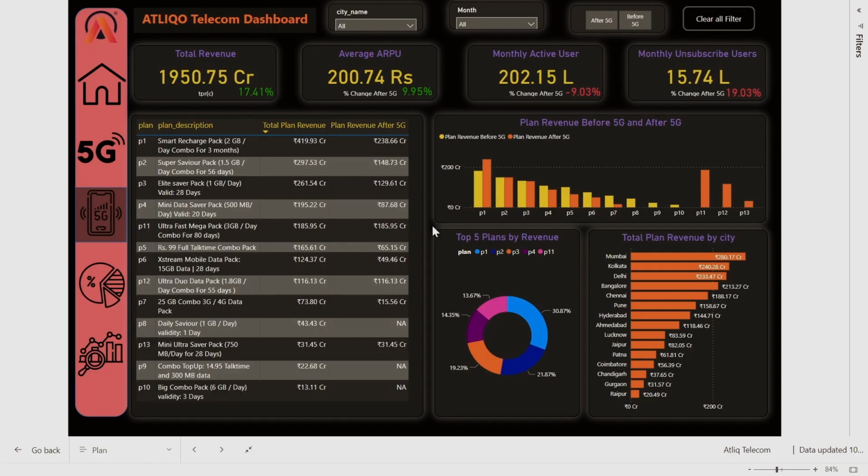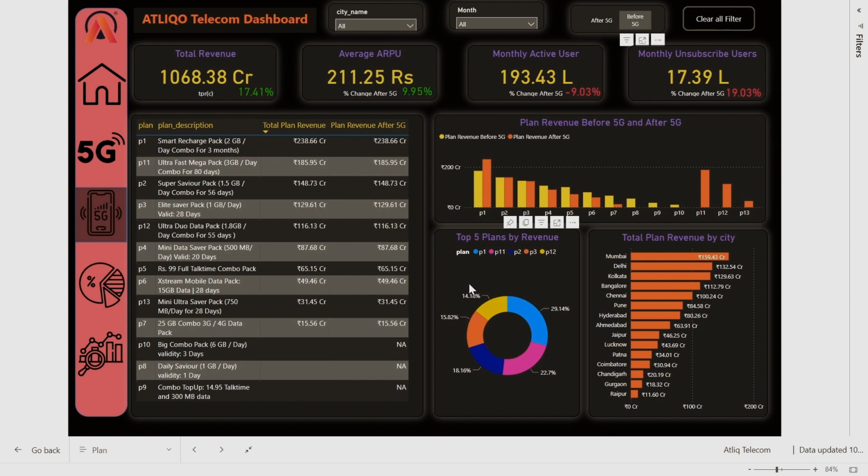Now we are at the plans overview page, and by looking at this column chart we can see that P1 is the most successful plan after 5G, and this donut chart shows that our top 5 plans are P1, P2, P3, P4 and P11. And if we click this after 5G button, we can see that after the 5G launch, P1, P11, P2, P3 and P12 are the most successful plans.